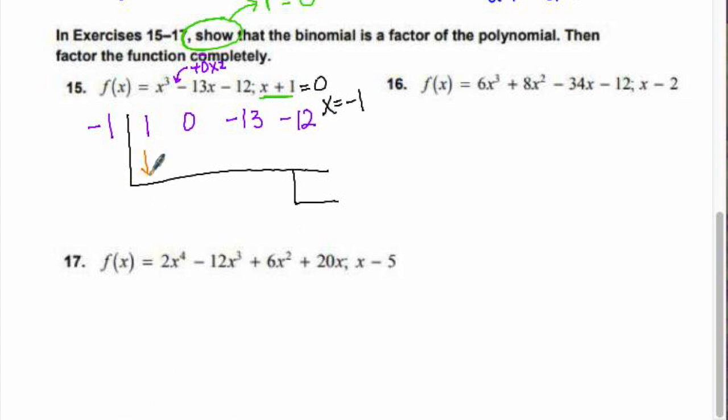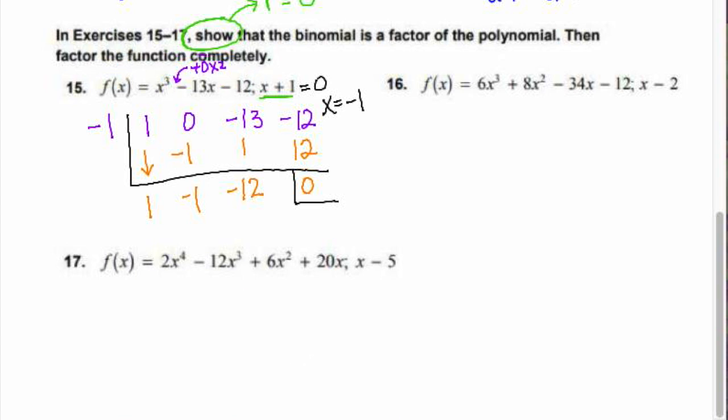We're going to bring that 1 straight down. 1 times negative 1 is negative 1. Add these going down for negative 1. Negative 1 times negative 1 is positive 1. Add going down, so we get negative 12. Negative 12 times negative 1 is positive 12. And when we add going down there, we do get a remainder of 0. So because the remainder is 0, x plus 1 is a factor of this polynomial right here.